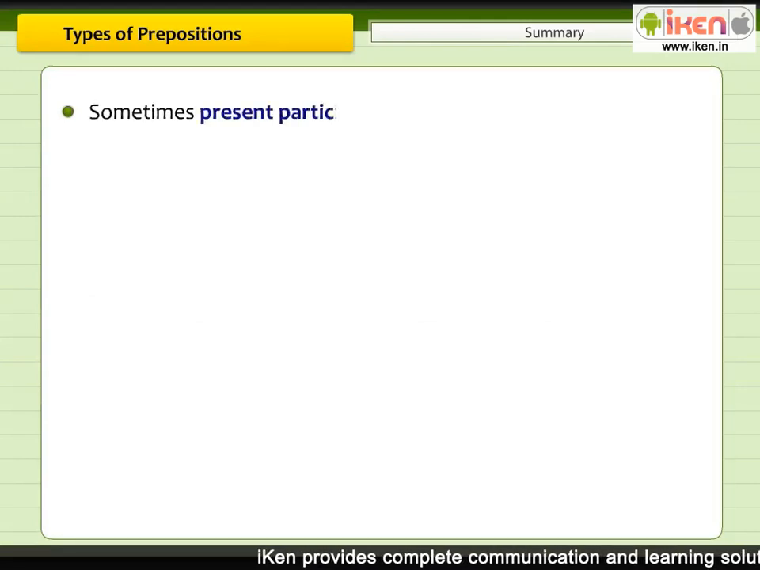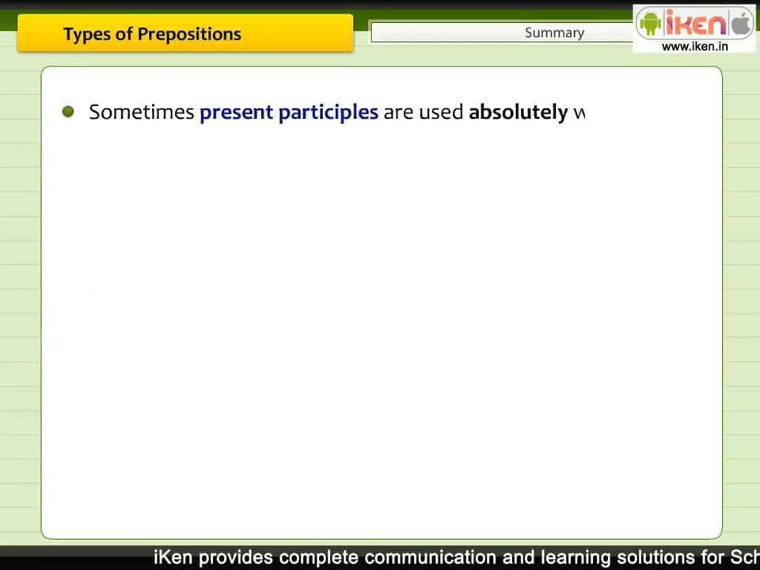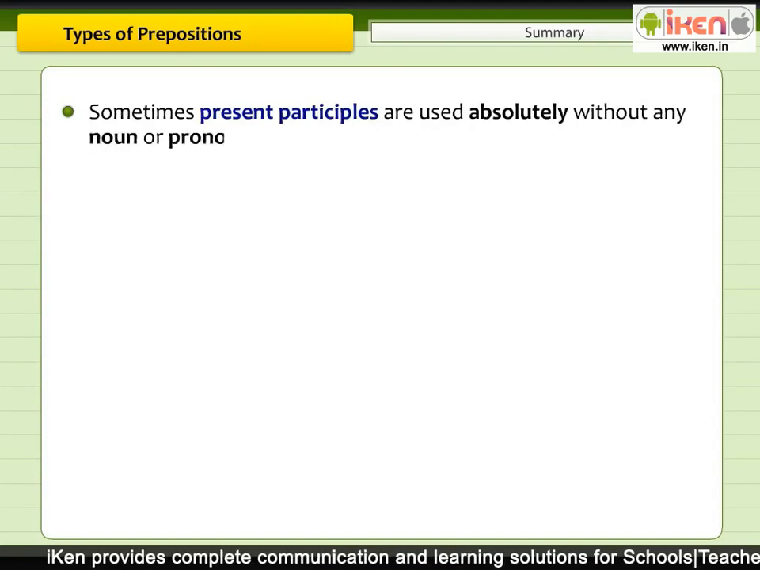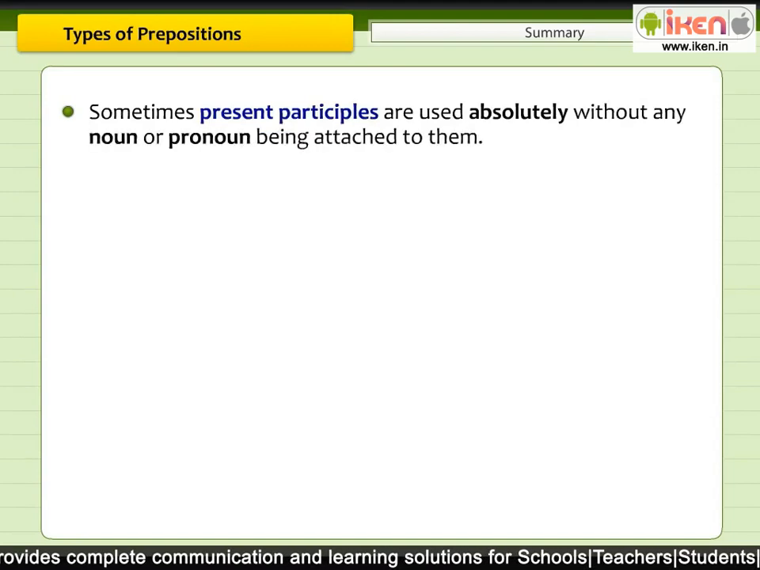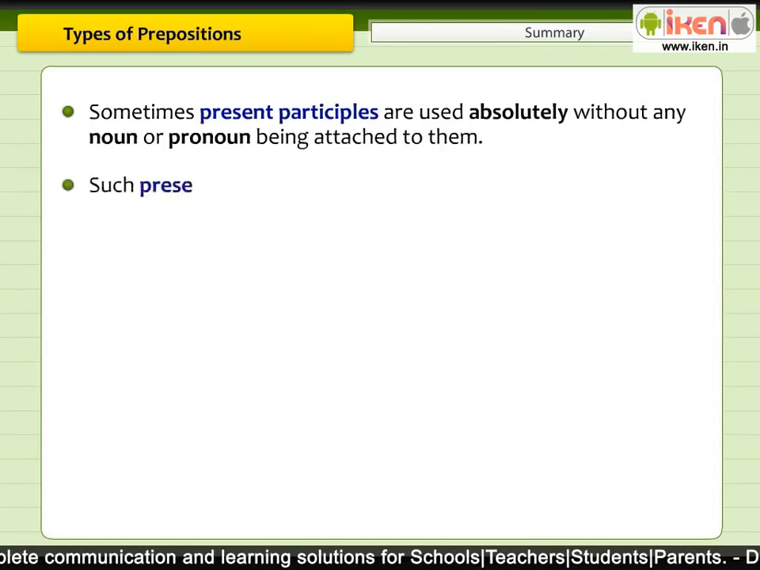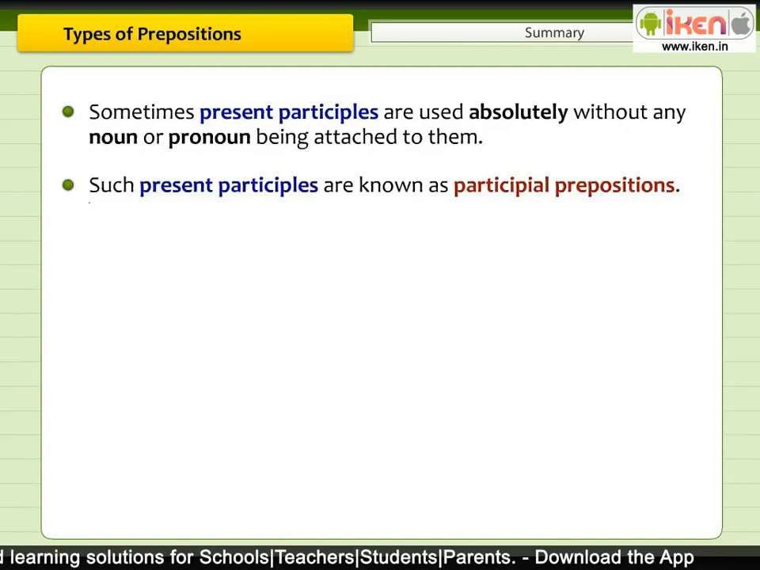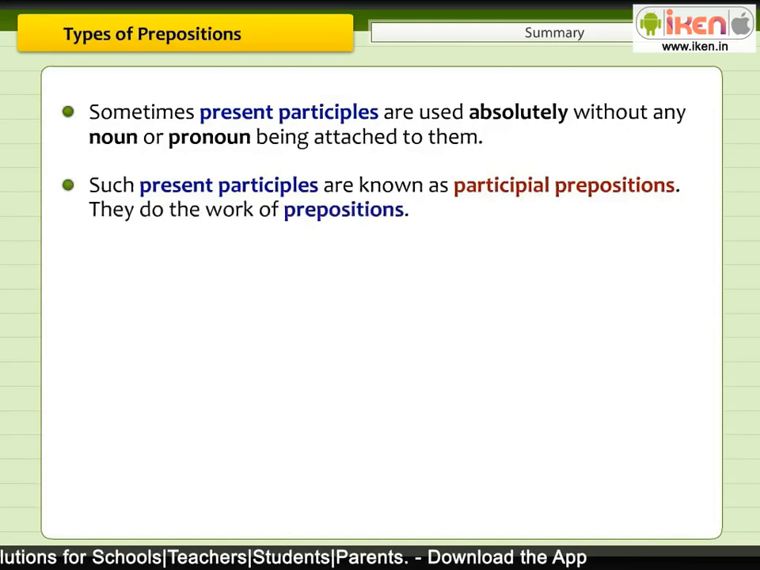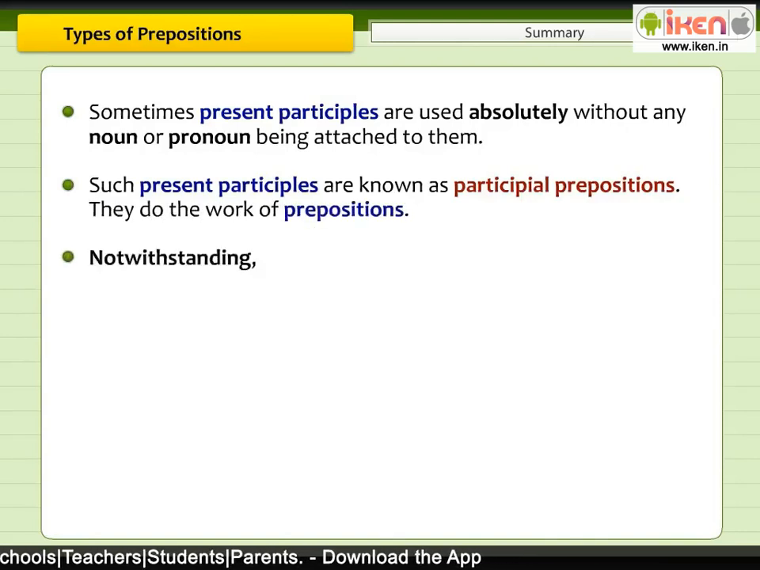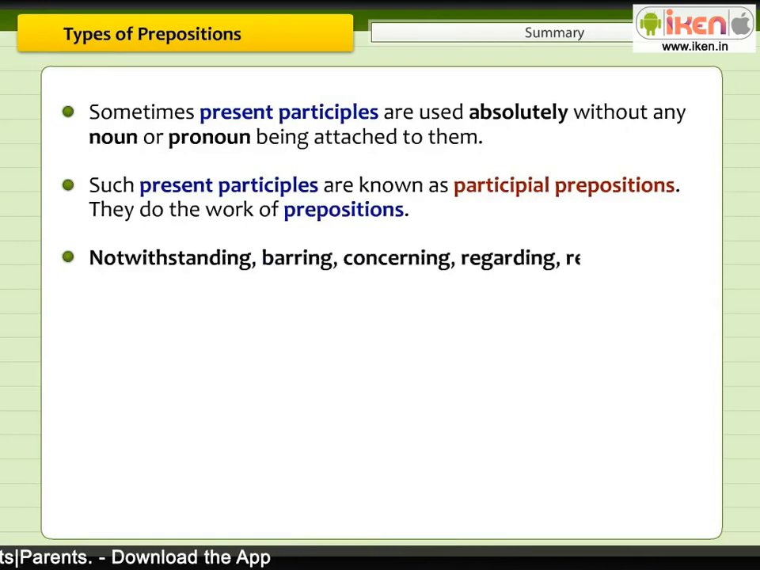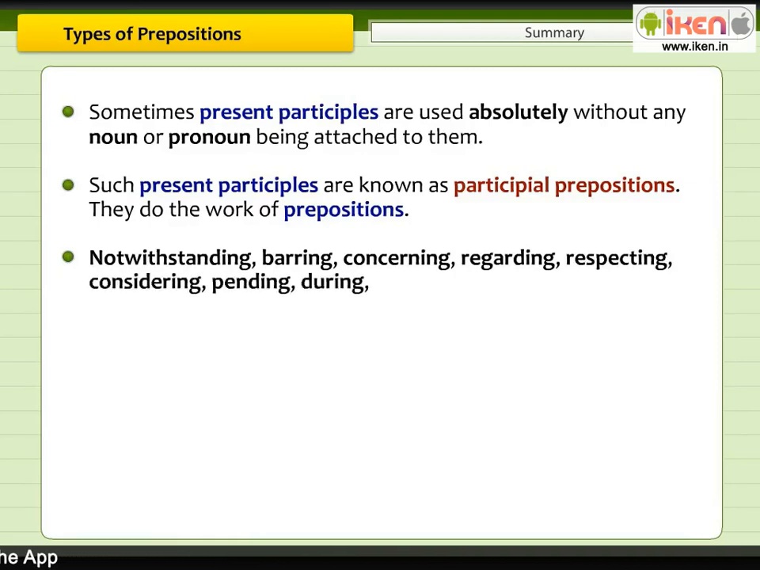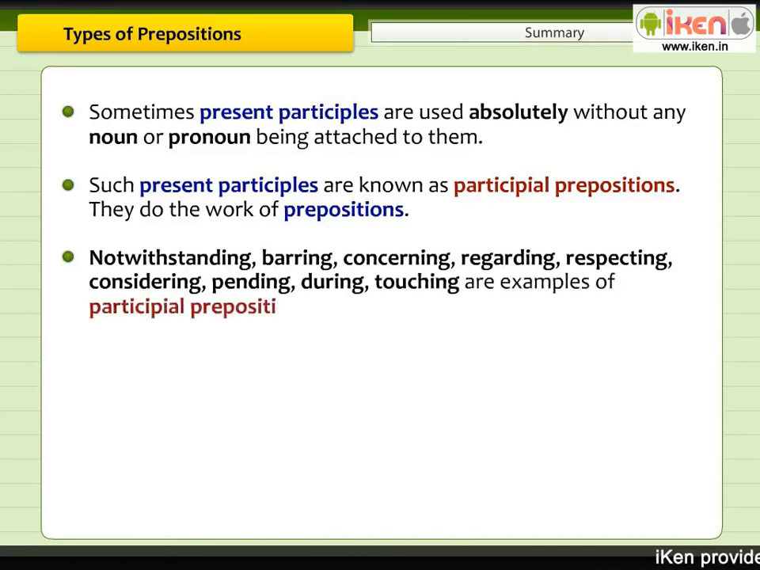Sometimes present participles are used absolutely without any noun or pronoun being attached to them. Such present participles are known as participial prepositions. They do the work of prepositions. Notwithstanding, barring, concerning, regarding, respecting, considering, pending, during, touching are examples of participial prepositions.